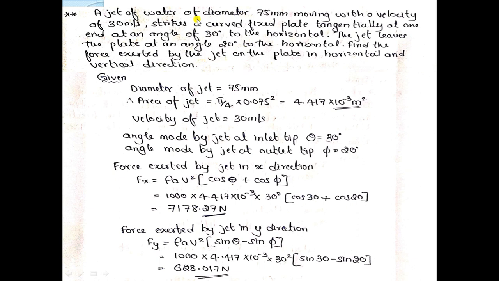So this is in fact case C. So diameter of the jet is given, which is 75 millimeters. So we can find area by using the formula pi by 4 d square. Velocity of the jet is 30 meters per second. So force exerted by the jet in x direction will be Fx, which is given by rho a v square into cos theta plus cos phi. If we substitute, we will be getting the value of Fx.